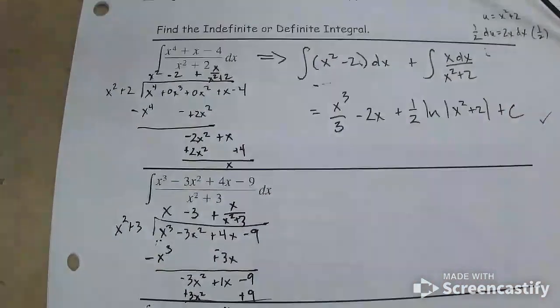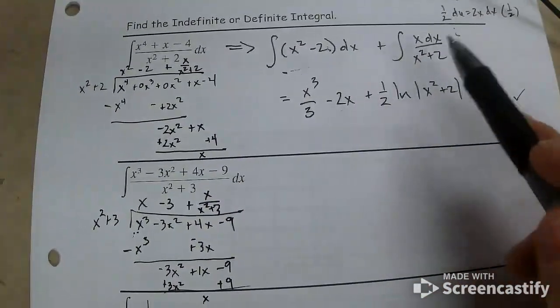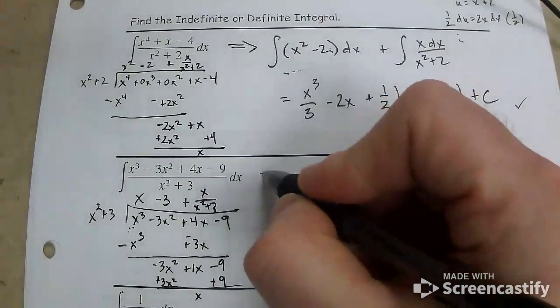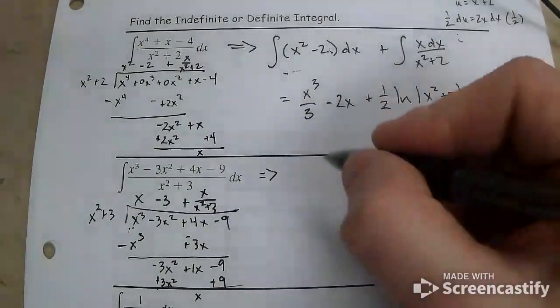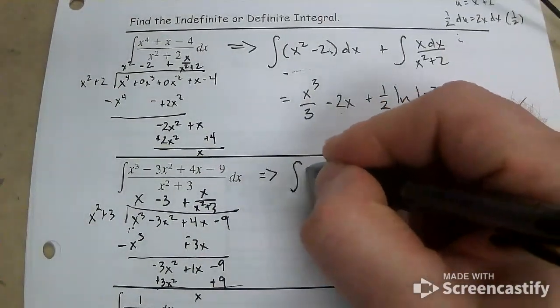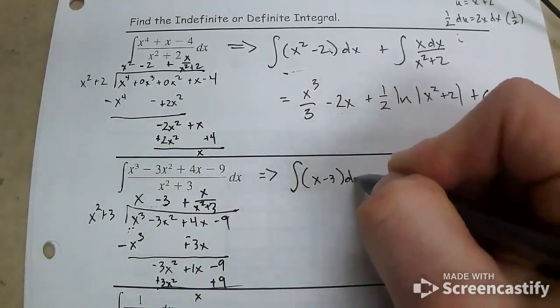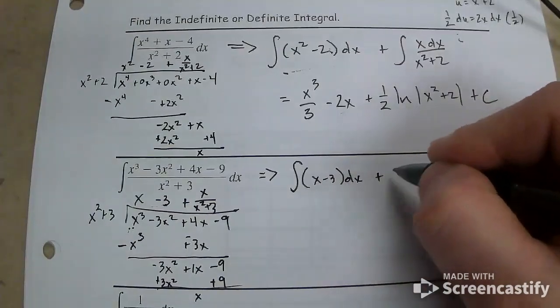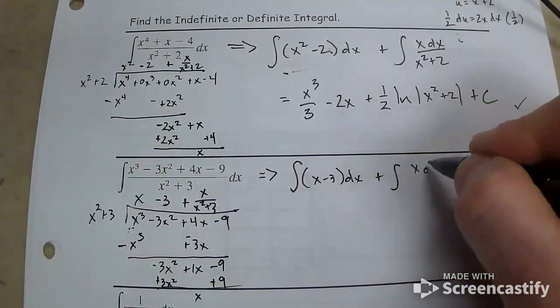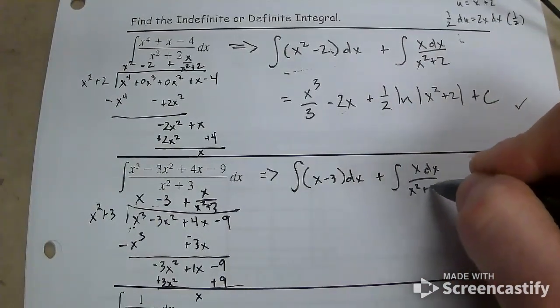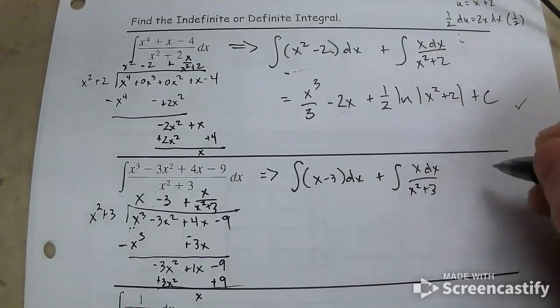So it has a similar feel to the previous problem where we're going to have a little bit of a u substitution to work with. So this ends up being the same as the integral of x minus 3 in the integrand with respect to x plus another integral of x dx all over x squared plus 3. So here my u substitution, u equals x squared plus 3.